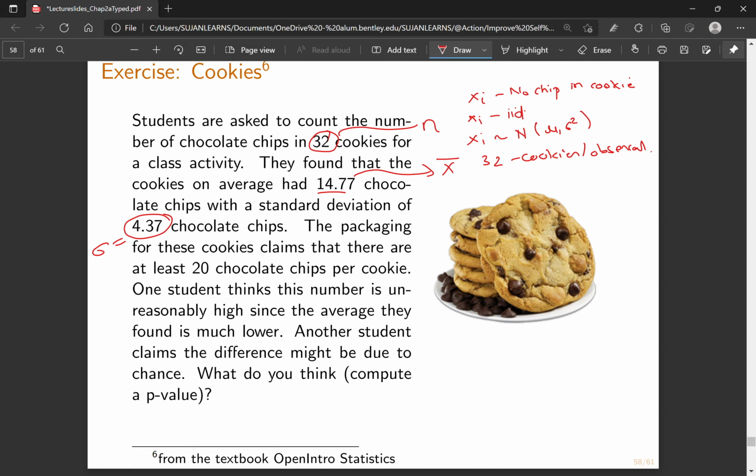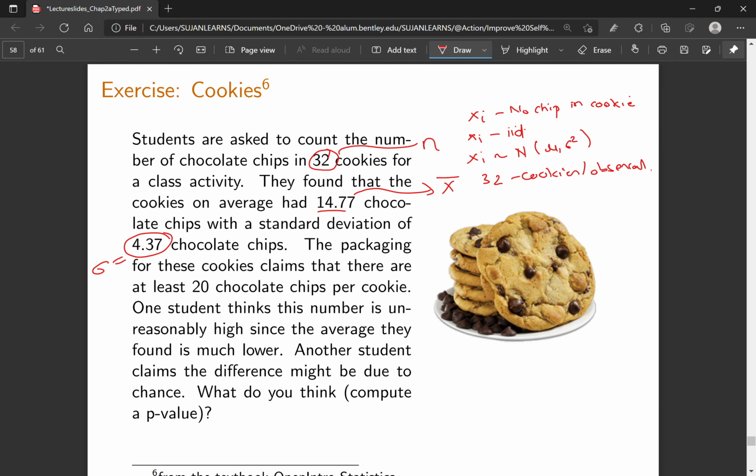This is our model. Let me write our model. So this is our model. What is mu here? Mu is undefined. What is sigma square? Sigma square is 4.37 square, which is given in the problem statement.